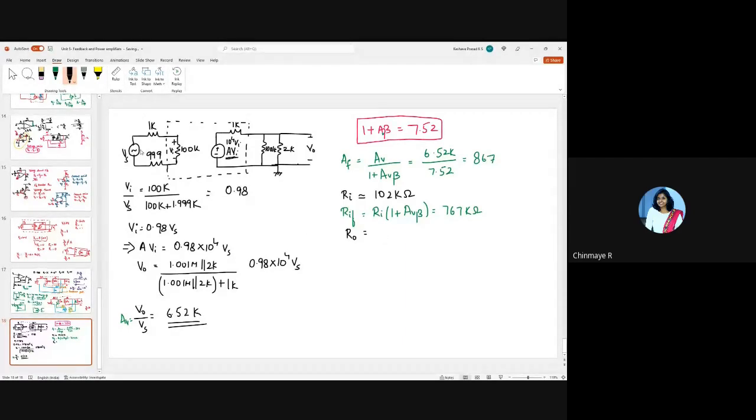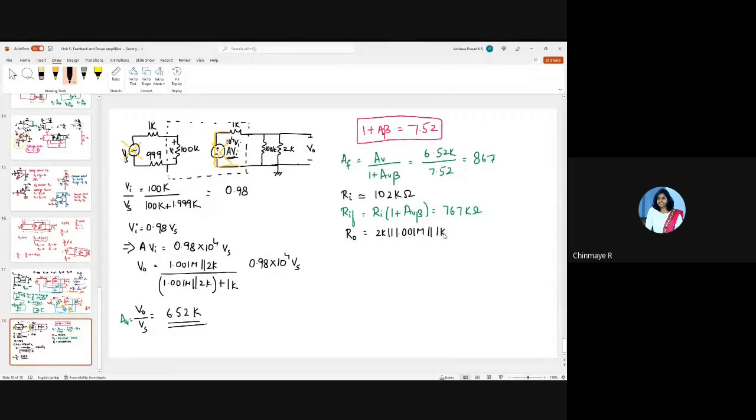So basically you short this, right? So you make Vs equal to 0. Okay, so then this will also be 0. So it looks like 1K is shorted. Correct? Now can you tell me what's R naught? All three in parallel. Correct. So it will be 2K parallel with 1.001 mega in parallel with 1K.